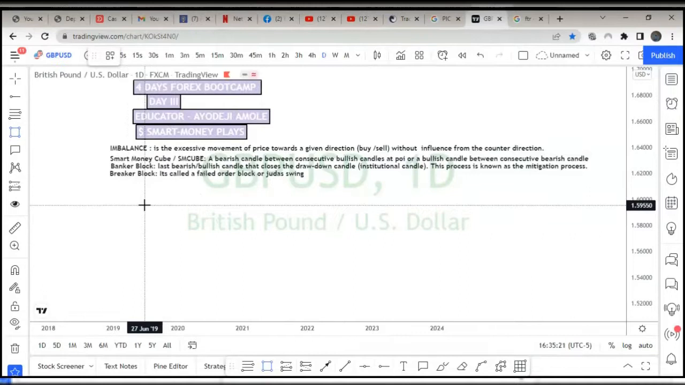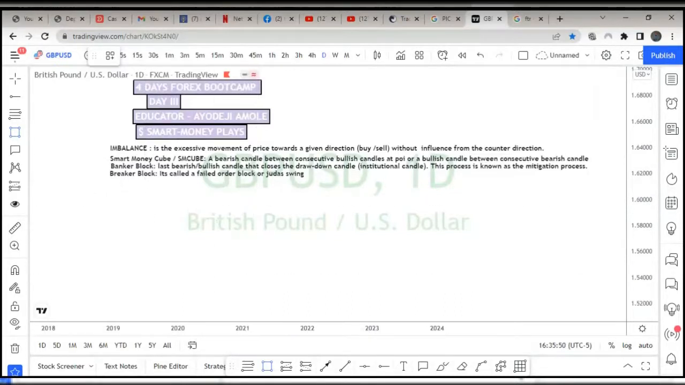Where to locate your cube is around your POIs, and your POIs are either around your external zones or your block zones. Okay. Your POI should either be around your external zones or your block zones. In fact, if you are spotting an imbalance outside your POI, you are expected to neglect it. Okay. You are expected to neglect it.